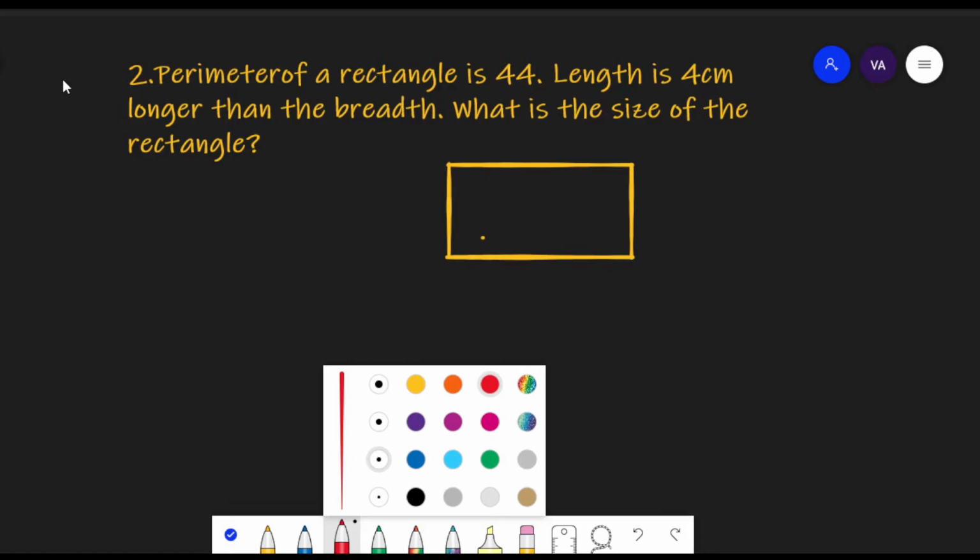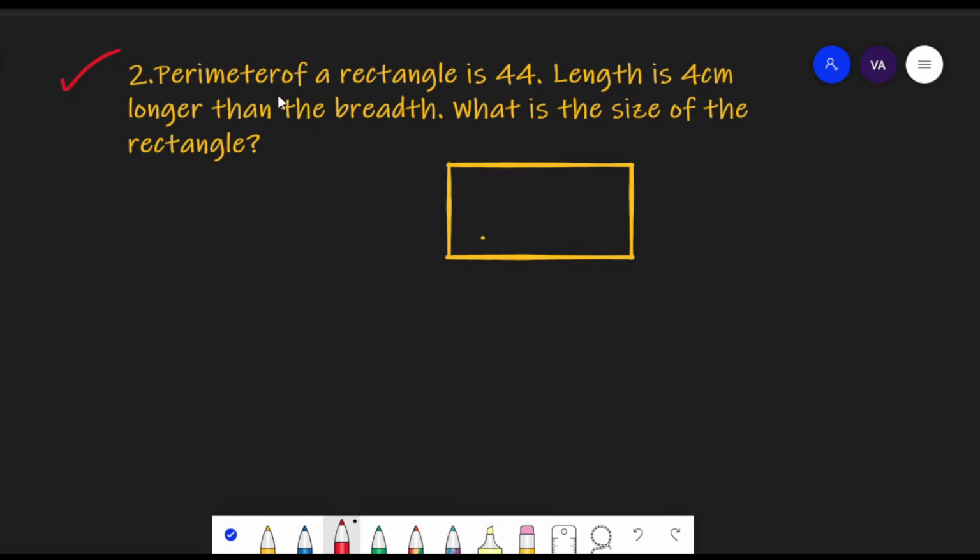Okay, let's see this second problem. Perimeter of a rectangle is 44 centimeters and length is 4 centimeters longer than the breadth. What is the size of the rectangle? So here, what do you mean by perimeter? Perimeter is the total distance around a closed geometric figure, or you can say perimeter is the total length of the boundary of the figure. Okay, so here we take the sum of all the sides.